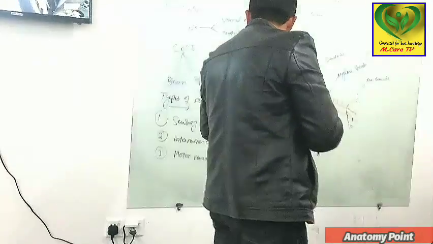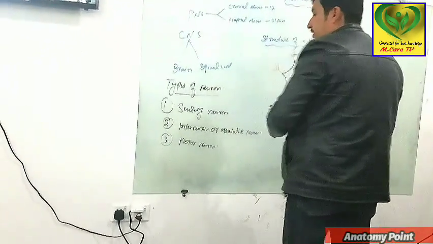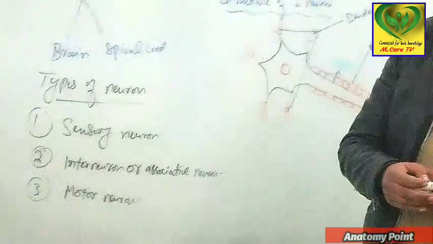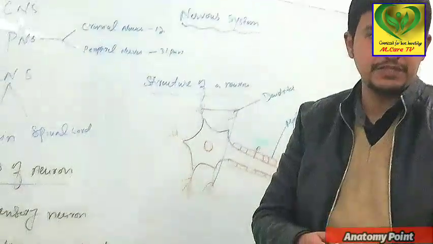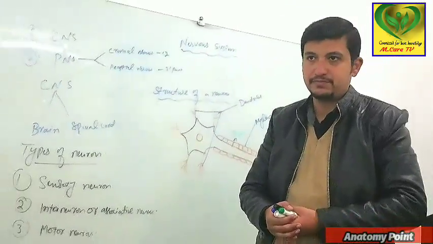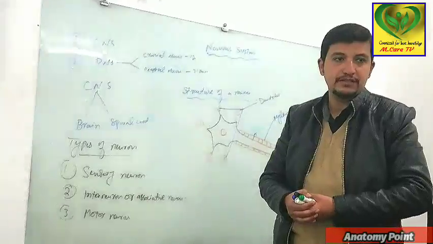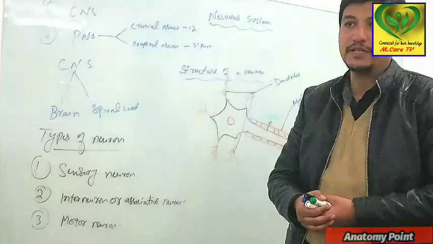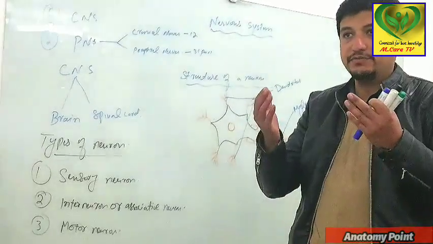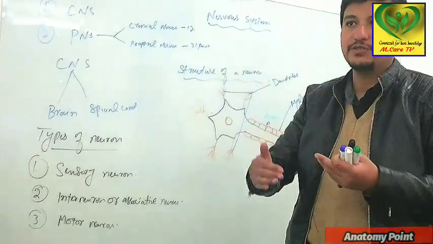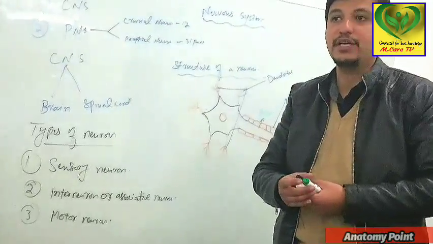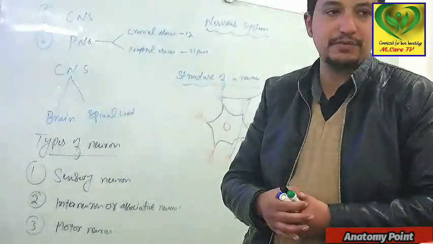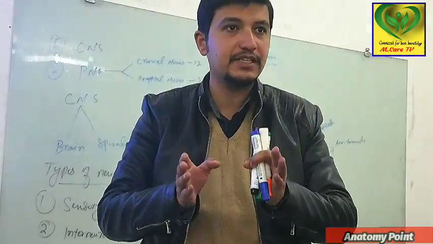Now, if you describe one starting from the sensory neuron, the sensory neuron carries sensory information from parts of the body towards the central nervous system, towards the brain. It carries impulses from different parts of the body, either internal or external, to the central nervous system. And what happens in the central nervous system? There are two cerebral hemispheres, the right and left.